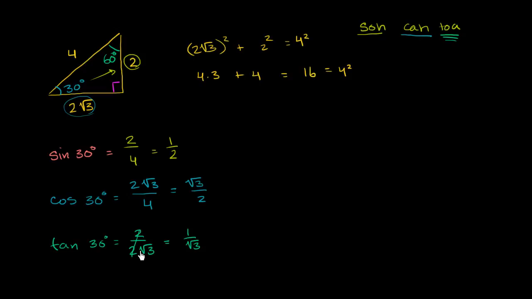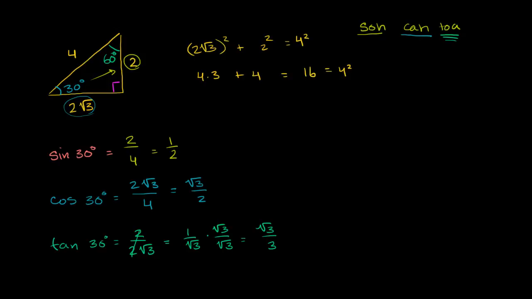Or we can multiply the numerator and the denominator by the square root of 3. So we have square root of 3 over square root of 3. And so this is going to be equal to, the numerator is square root of 3, and then the denominator right over here is just going to be 3. So we've rationalized it. Square root of 3 over 3. Fair enough. Now let's use the same triangle to figure out the trig ratios for the 60 degrees, since we've already drawn it.